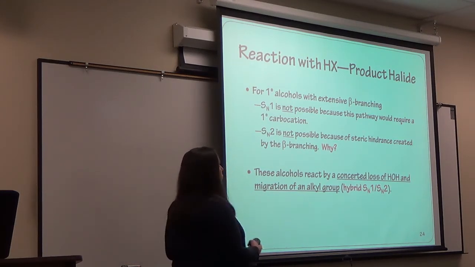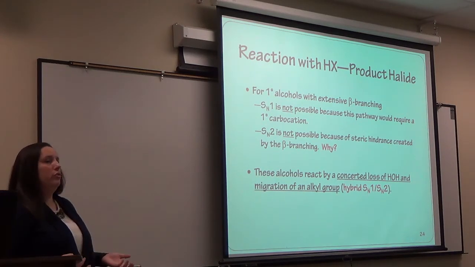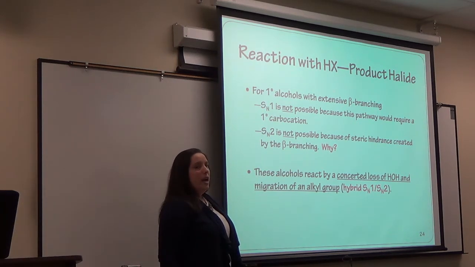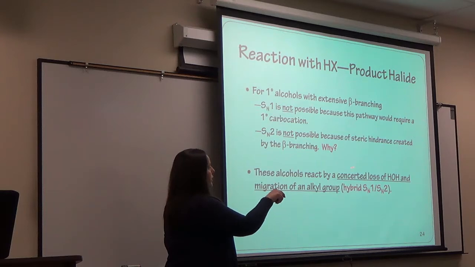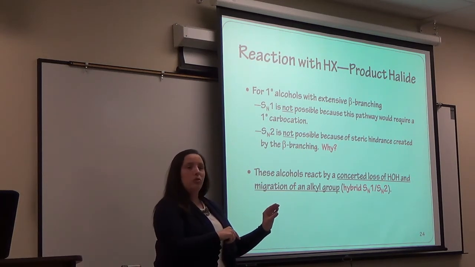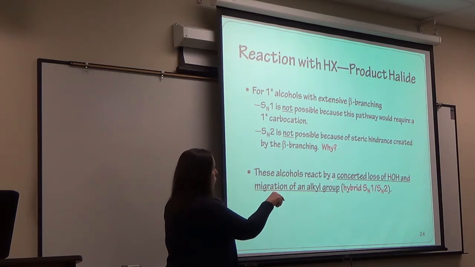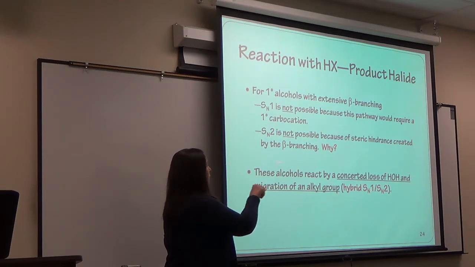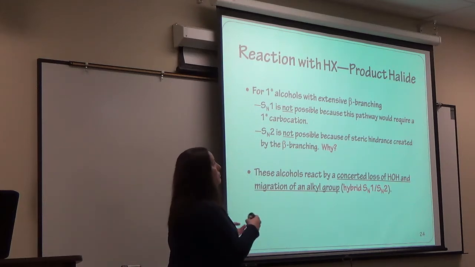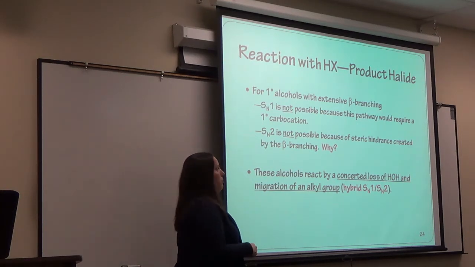So primaries don't undergo SN1. So how can we do these reactions? Or can we? The question is, can we? And the answer is yes, you can. But it's really a hybrid. It's a concerted loss of water, which means you do form a carbocation, but you can't leave that carbocation there because that's too unstable. So together with the loss of water, formation of the carbocation, you immediately have to do an alkyl transfer, like when we did the hydride and the alkyl shift for the rearrangement. So basically, it's a hybrid between SN1 and SN2.